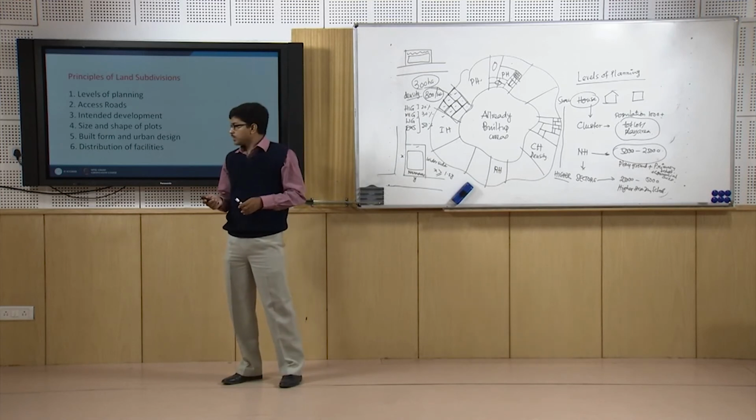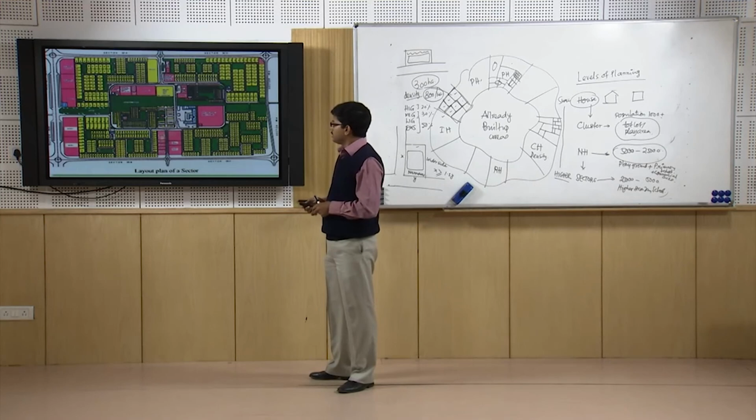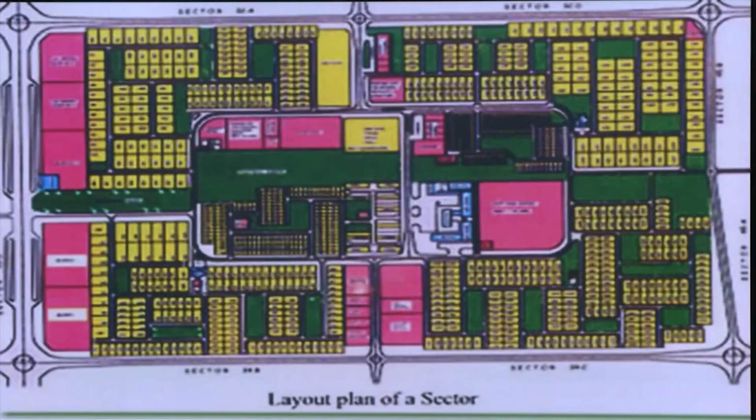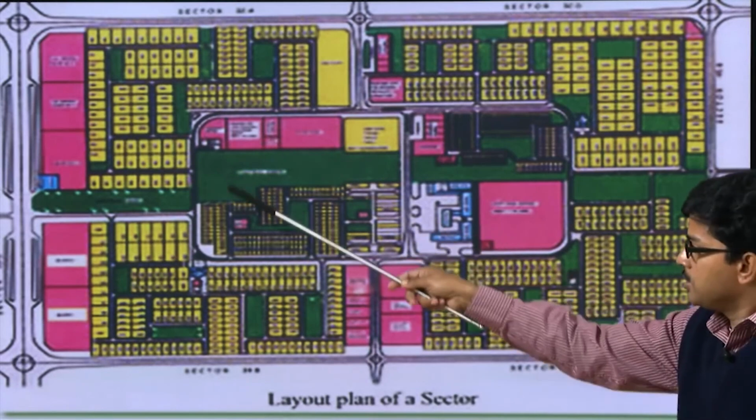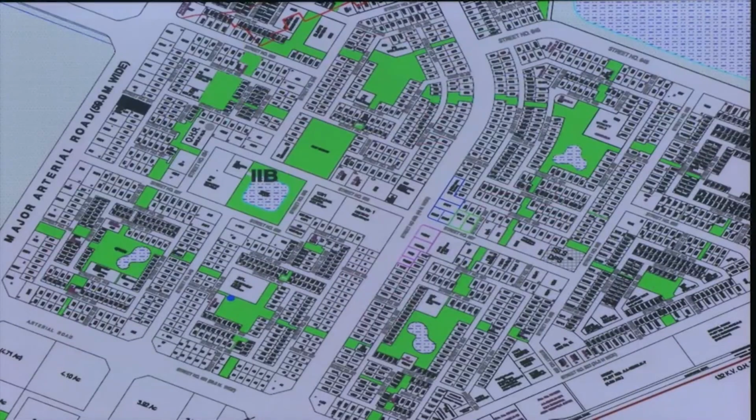Now, with this discussion, let us see some examples of how it looks. In this example you can see that 4 neighborhoods are there. These are 4 neighborhoods having common facilities here, and you can see how the intricate detailing of the plots is done. Let us take the second example.